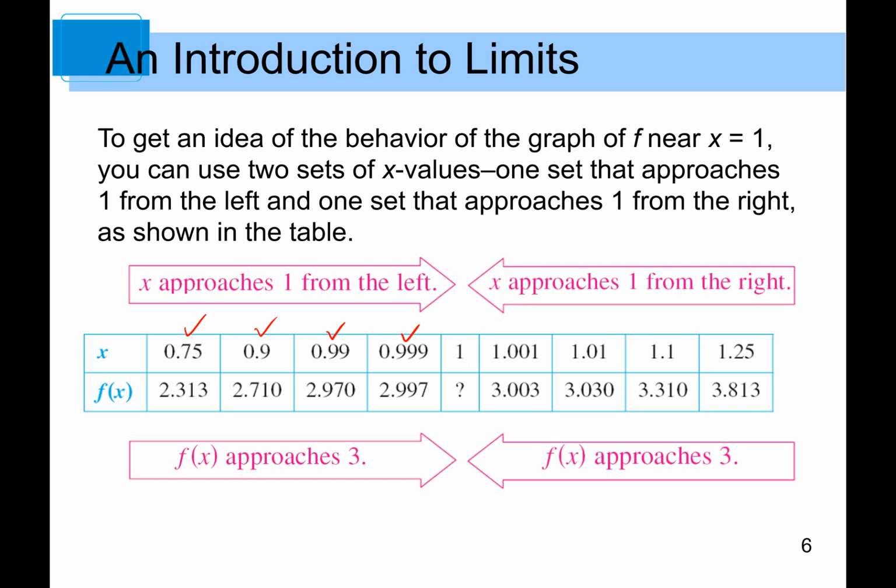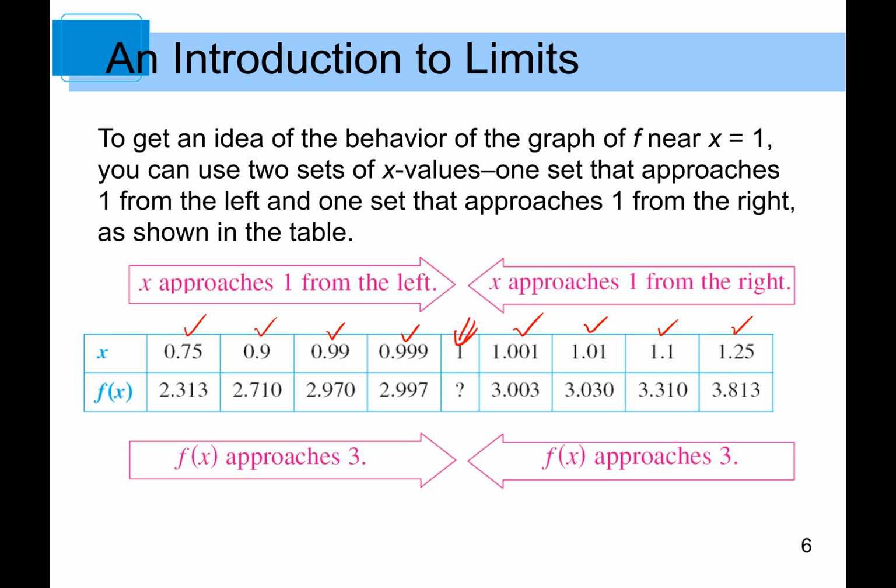And we try to figure out what happens at 1. That's the goal. We're also going to pick some values on the right-hand side of 1: 1.001, 1.01, 1.1, 1.25. As you can see, again, it's in increasing order. So in order to find out the limit behavior at this particular point x equals 1, let's see what the y values are.